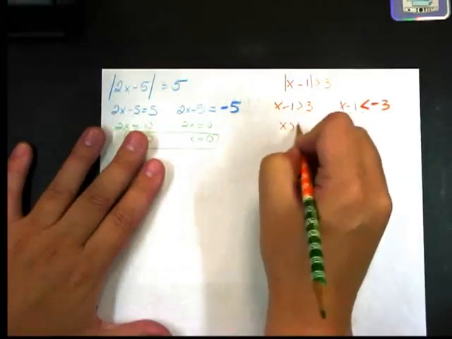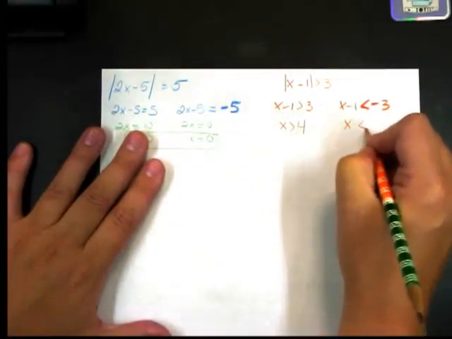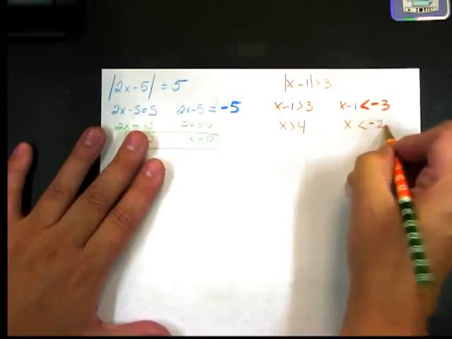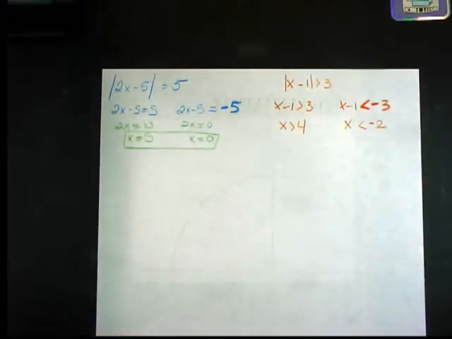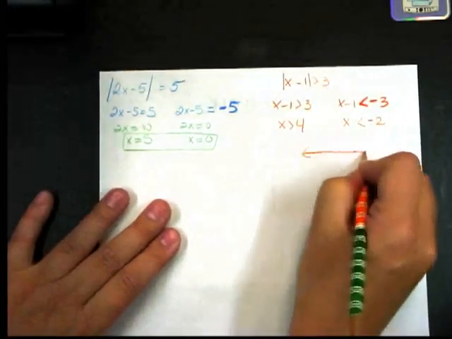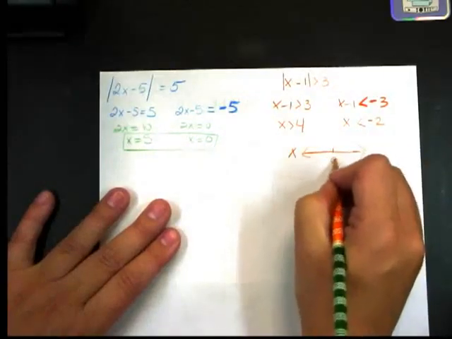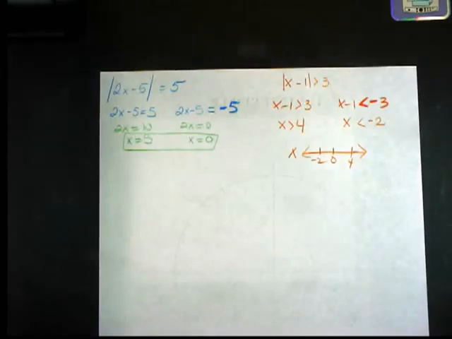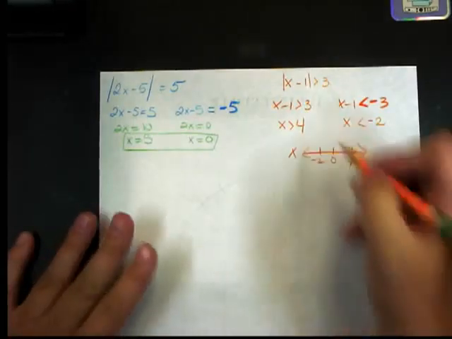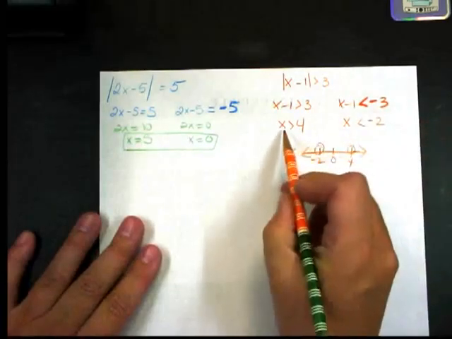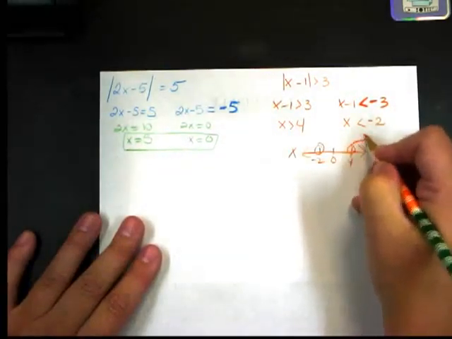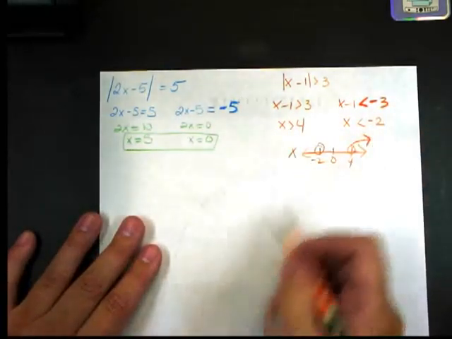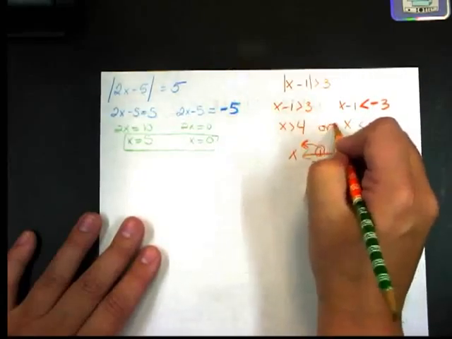X is greater than 4. X is less than -2. When I go to graph this, number line, variable, origin, my points, I now look at open or closed circle. Well, they're both open. And I am greater than 4, so I am to the right. I am less than -2, so I am left. The picture tells me I am an OR.